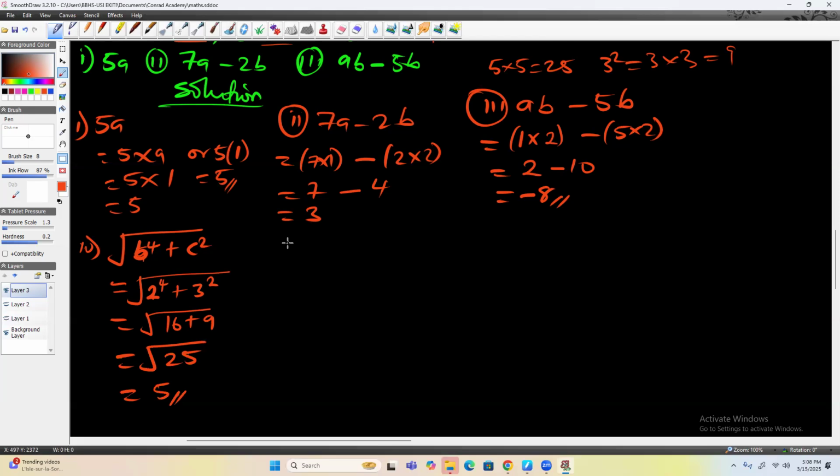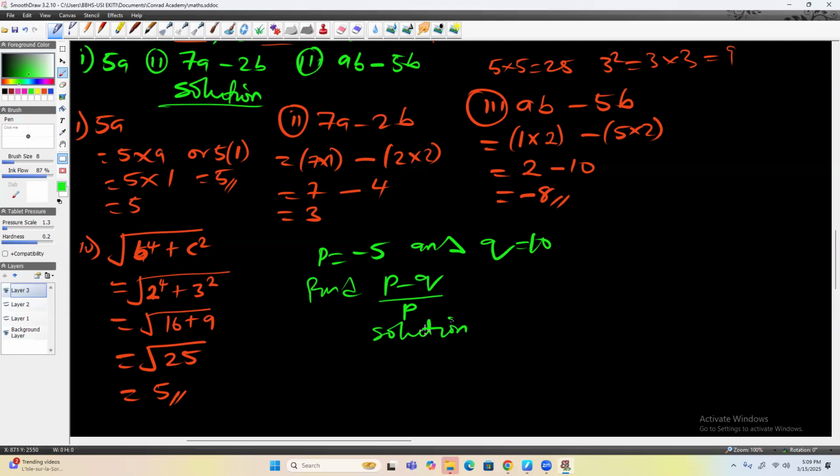Okay, so sometimes you might, let me just give you this equation. Let's say we have P to be minus 5 and Q is given as 10. Then they gave an equation to say that you should find P minus Q over P. Okay, so what I can do is I will say solution. Then I will go and say P minus Q divided by P.